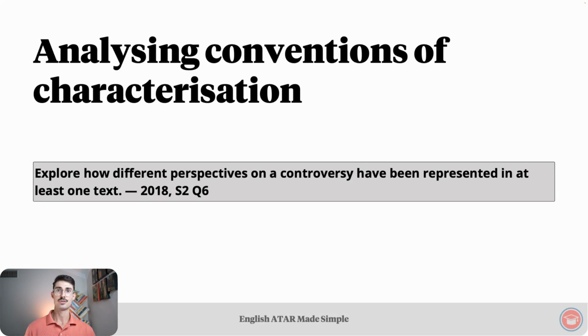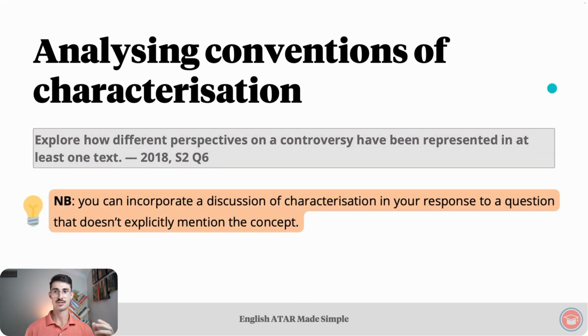That question that we just looked at was an example of a question that directly mentions or refers to the concept of characterization. As we can see, this next question doesn't. What I want to do for this example is to show you how you can incorporate a discussion about characterization in a question that doesn't explicitly mention the concept characterization.